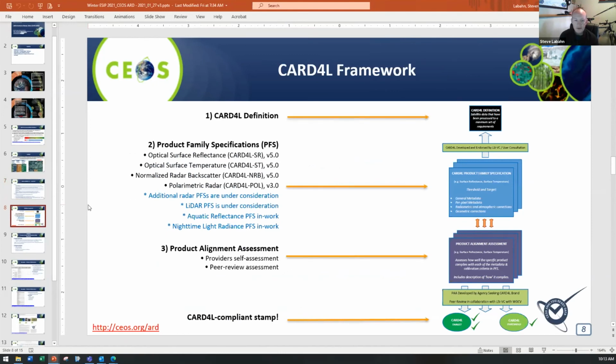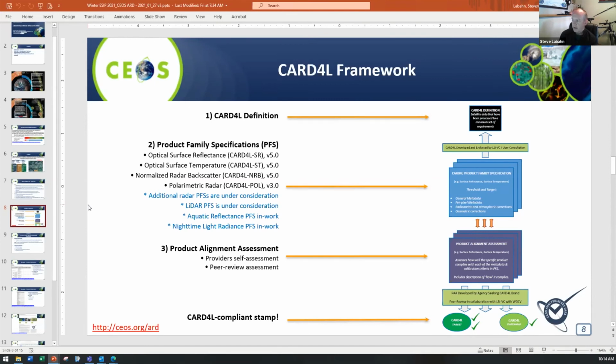we have this definition, which I already read out, but within that and underneath that definition are a group of what we call product family specifications. So we've got several optical specifications, one for surface reflectance, another for surface temperature, and then a couple radar ones, normalized radar backscatter and polarimetric radar. We're also looking at additional radar specifications, a LiDAR specification, pretty busy right now on an aquatic reflectance optical specification, as well as a nighttime light radiance PFS.